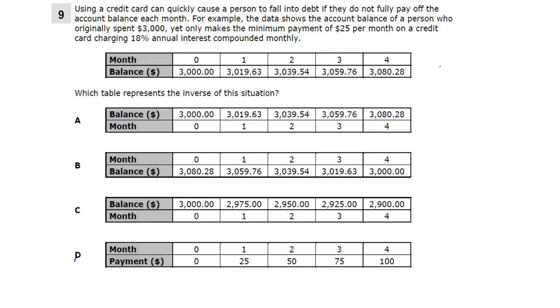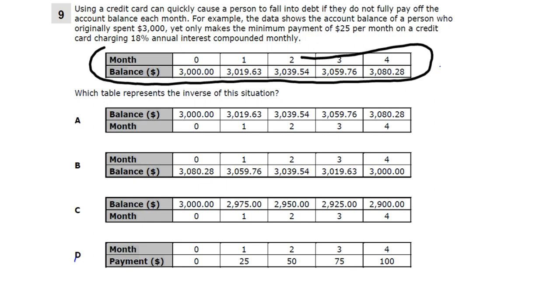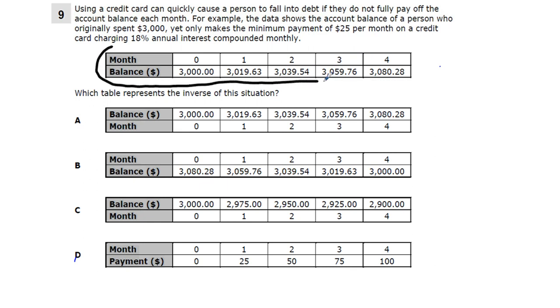Number 8. Next, 9. Using a credit card can quickly cause a person to fall into debt if they do not fully pay off the account balance each month. What you're looking for is x's become y's and y's become x's. Here's the original right here. We just want to do a reverse of this. It seems really strange, but the correct answer is going to be answer choice A, where x's become y's and y's become x's. B is the same thing exactly. A is your correct answer. So your month becomes your output instead of your input.